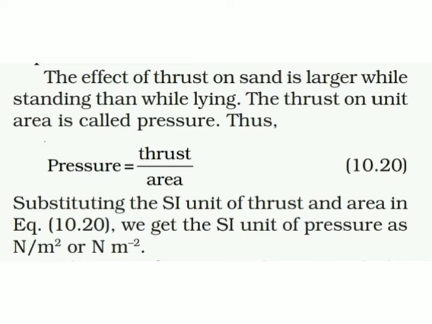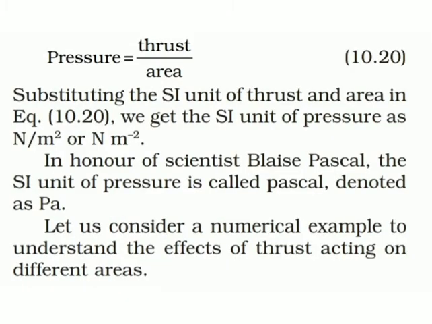The thrust on unit area is called pressure. Thus, pressure equals thrust divided by area. Substituting the SI unit of thrust and area in the equation, we get the SI unit of pressure as Newton per meter square, or Newton meter raised to minus 2. Here, thrust is the force acting downwards. So, the SI unit of thrust is also Newton, and the SI unit of area is meter square. So, we get the SI unit of pressure as Newton per meter square. In honor of scientist Blaise Pascal, the SI unit of pressure is called Pascal, denoted as Pa.